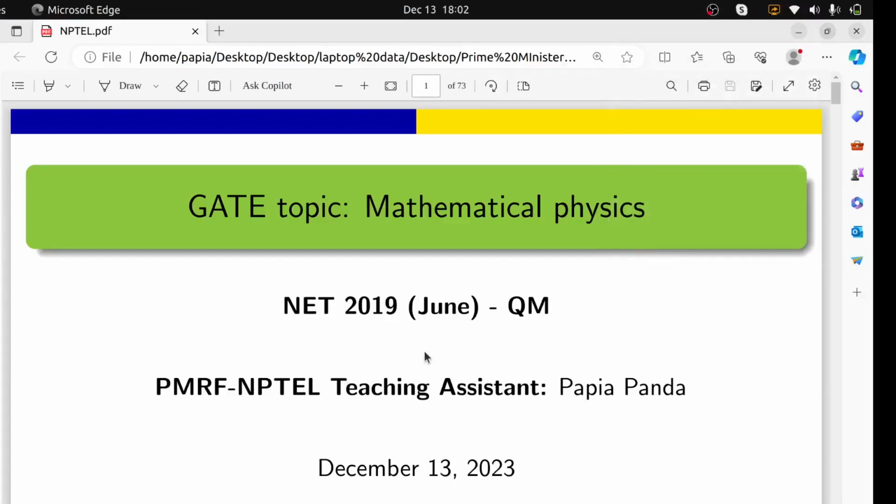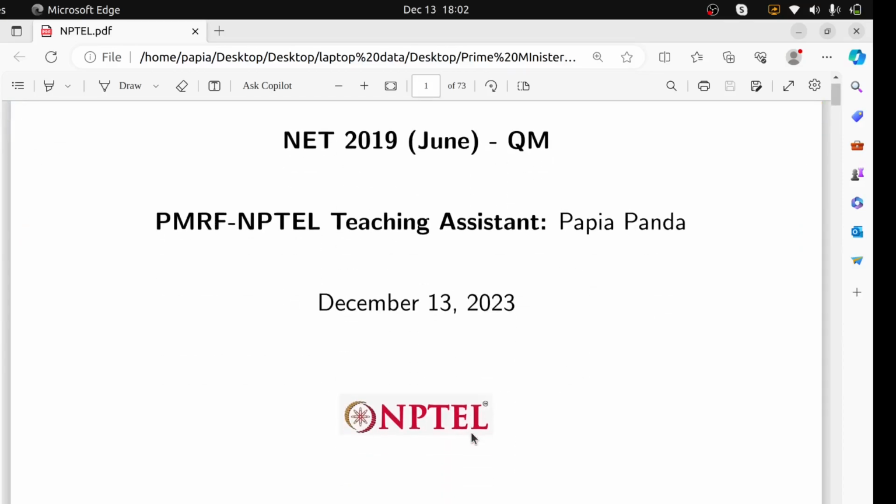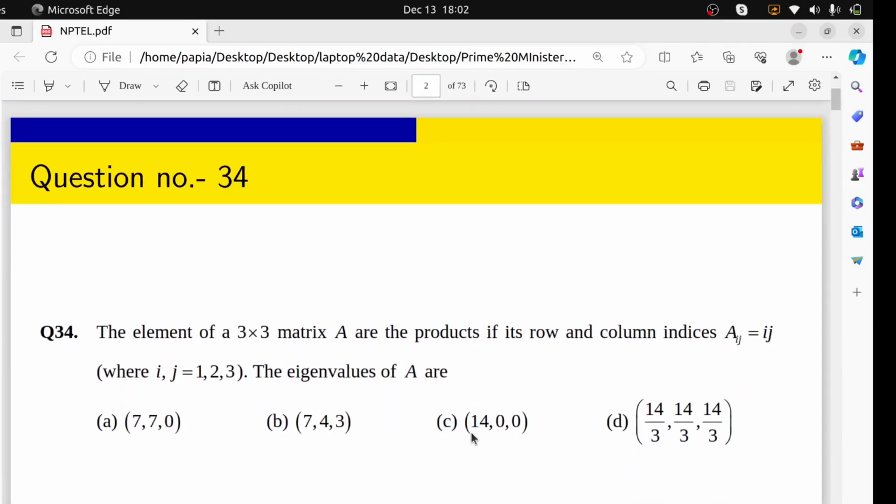Okay, so let's start today's class. Today we will talk about mathematical physics. I have taken the NEET paper, as I already told you. So let's start from the first one.